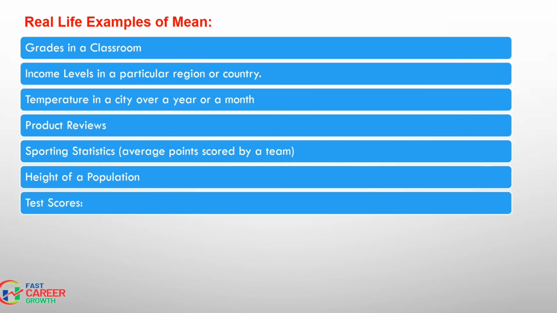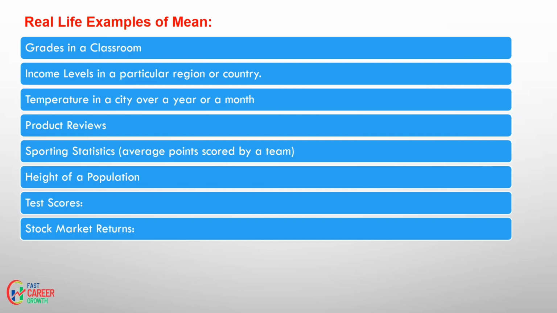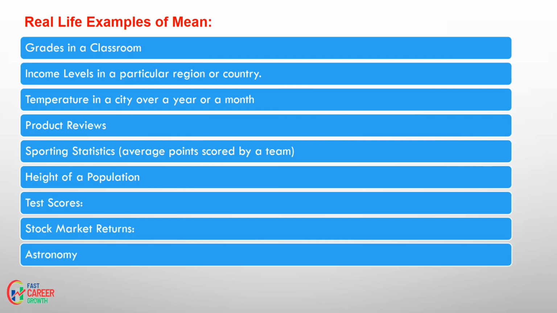Next, test scores. In educational testing, the mean score on a standardized test can show the average performance of students who took the test. Next, stock market returns. The mean return on investment for a particular stock or portfolio can help investors gauge the expected return. It is also used in astronomy. Astronomers may use the mean distance between celestial objects or the mean brightness of stars in their observations.